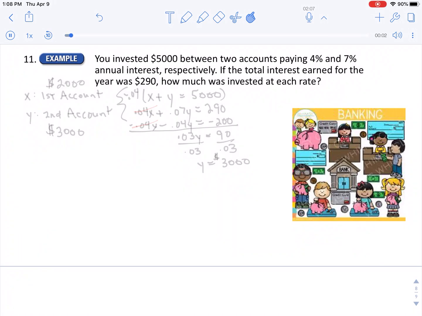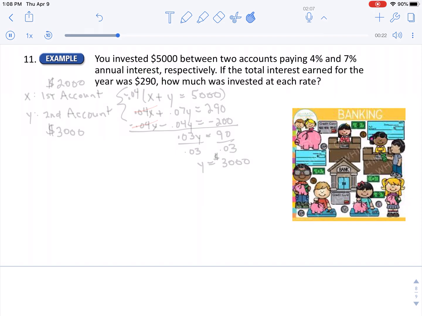This is section 6.1, problem number 11. So you invested $5,000 between two accounts. One of the accounts pays 4% interest and the other pays 7% annual interest, respectively. If the total interest earned for the year was $290, how much was invested at each rate?